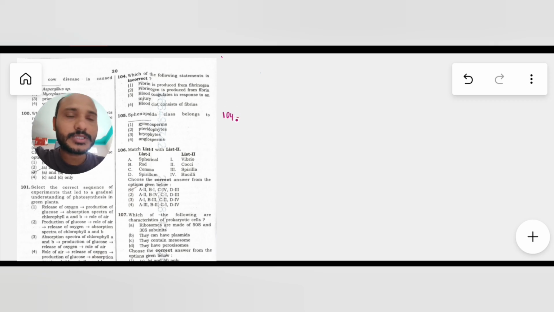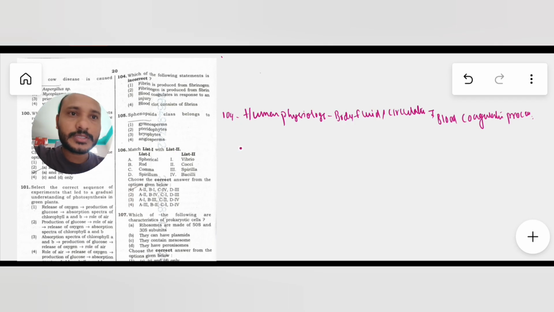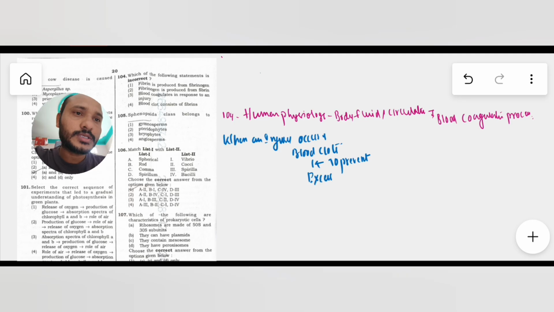Generally these questions come from the human physiology topic, framed from body fluids and circulation, which is completely based on the blood coagulation process. Let's discuss some explanation regarding this statement. When injury occurs, blood clots to prevent excessive blood loss. How exactly this process occurs in the human body, we will discuss.